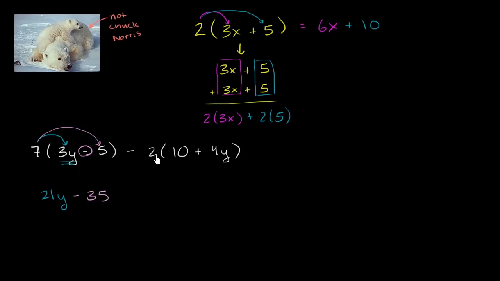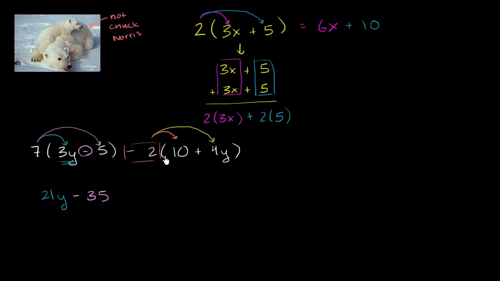So you might be tempted to say, oh, 2 times 10 and 2 times 4y, and then subtract them. And if you do that right and you distribute the subtraction, it would work out. But I like to think of this as negative 2. And we're going to distribute the negative 2 times 10, and then negative 2 times 4y.